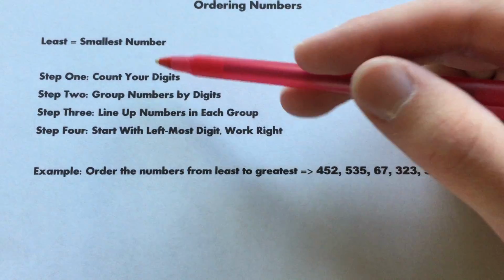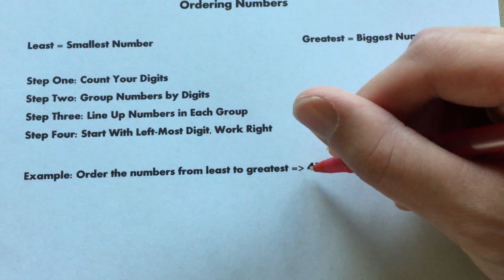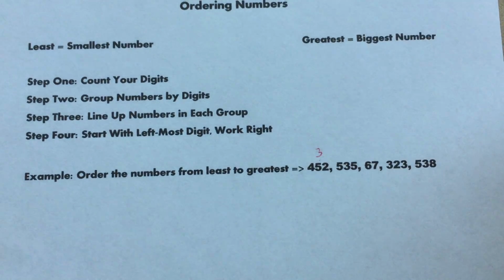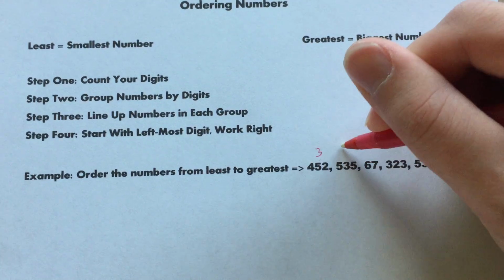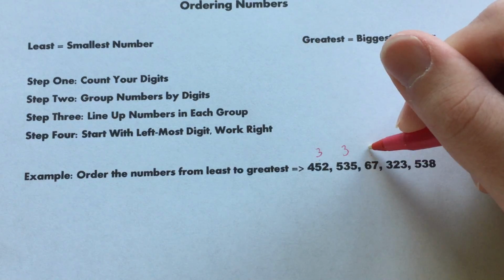So the first thing I want you to do, step one, count your digits. If we start by counting, we had 1, 2, 3. The 4, the 5, and the 2, they are all digits. That's 3. 535, again, that's got a 5, a 3, and a 5. That's got 3 digits. 67 has a 6 and a 7. That's only 2.